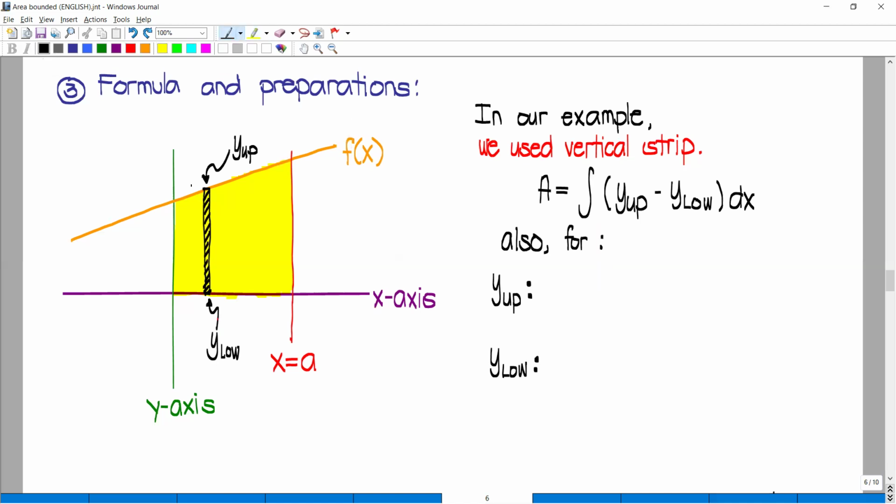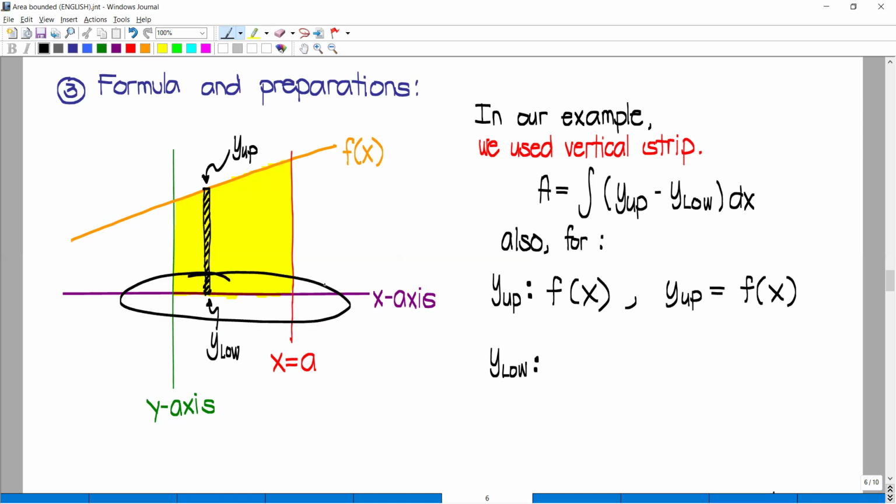Now let us write step by step in this process number 3. The y up is touching the f of x. So therefore, our y up is equal to the function given for that orange line. But the problem will give the equation. You will now be answering the real area bounded problems. And the y low, we can see here that the y lower is touching the x-axis.